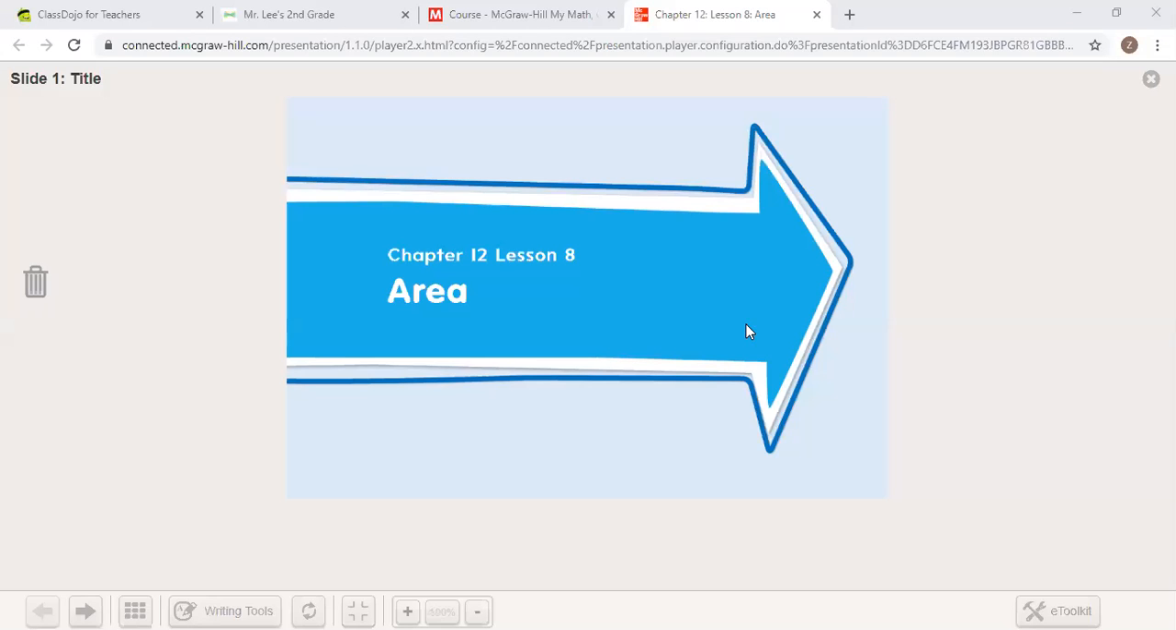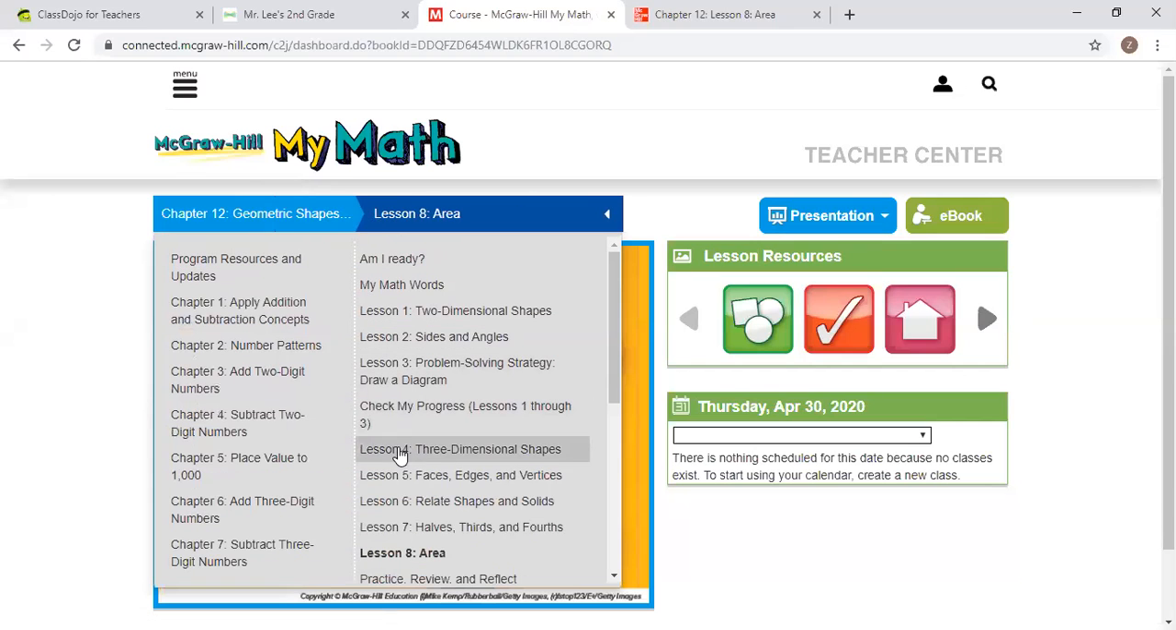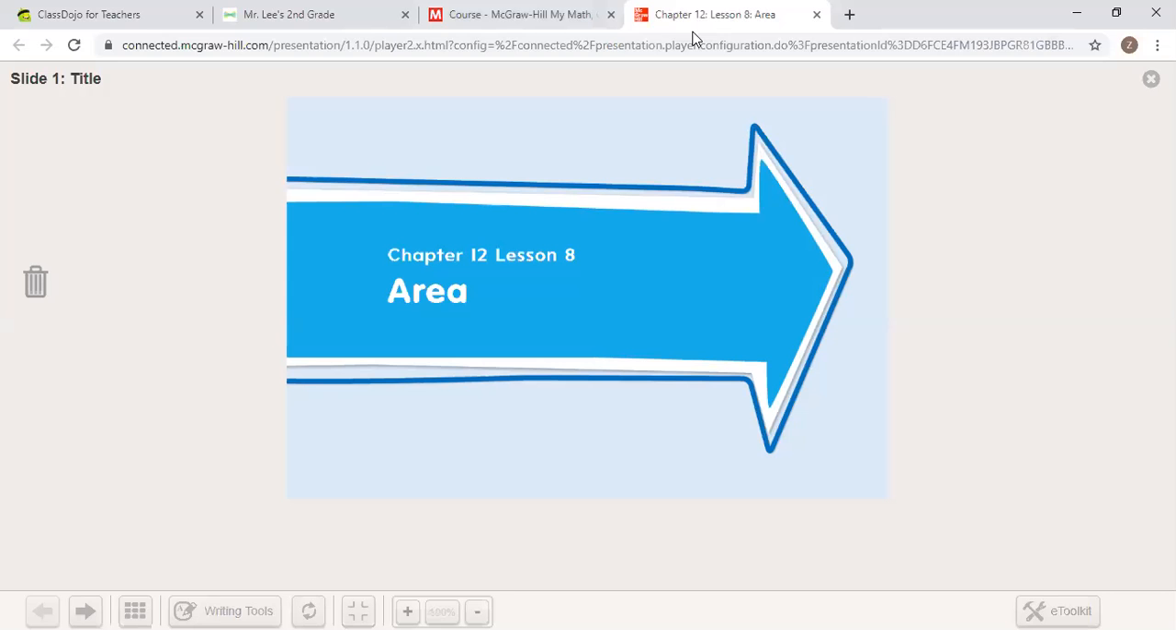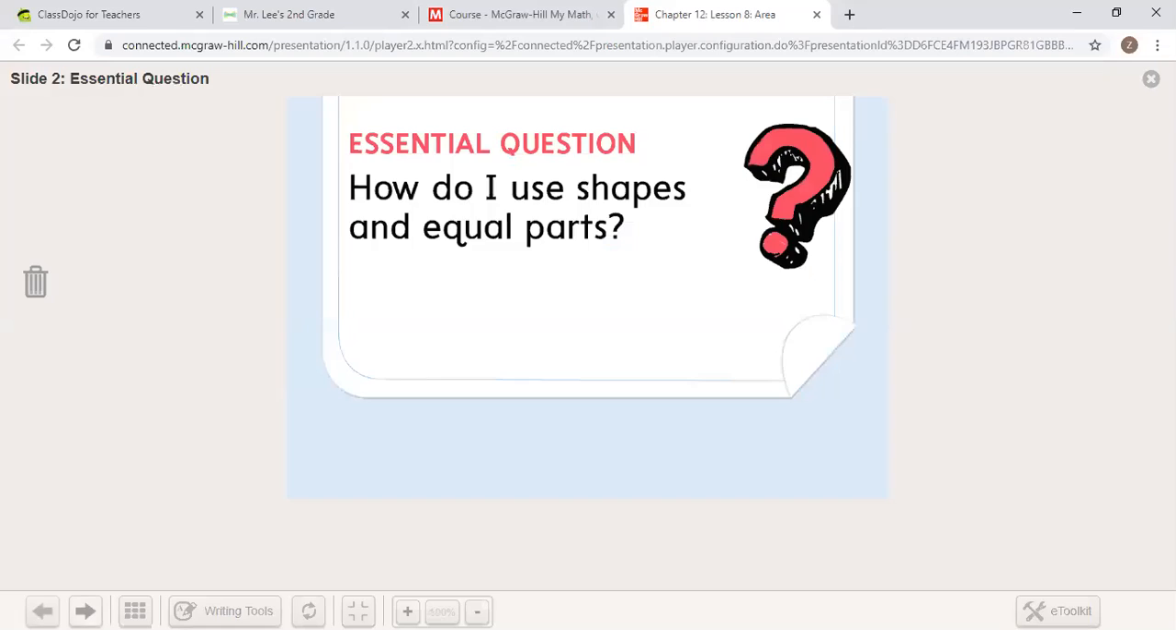Good morning, everybody. Let's take a look at Chapter 12, Lesson 8, Area. Before we do that, just a quick note, it is important to look ahead into third grade. So when we're looking at halves, thirds, and fourths, we haven't learned how to write in fractions yet. So please use the vocabulary so the students become familiar with those terms when helping them with their math work. But anyways, let's move on to Chapter 12, Lesson 8, Area.